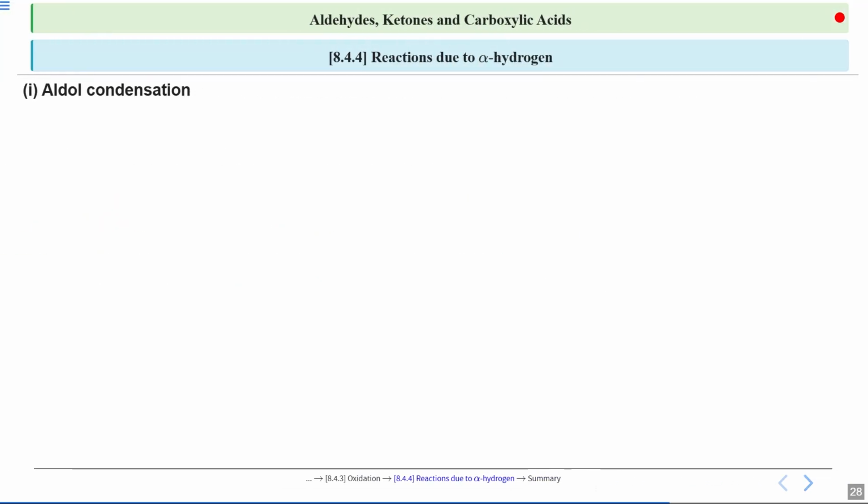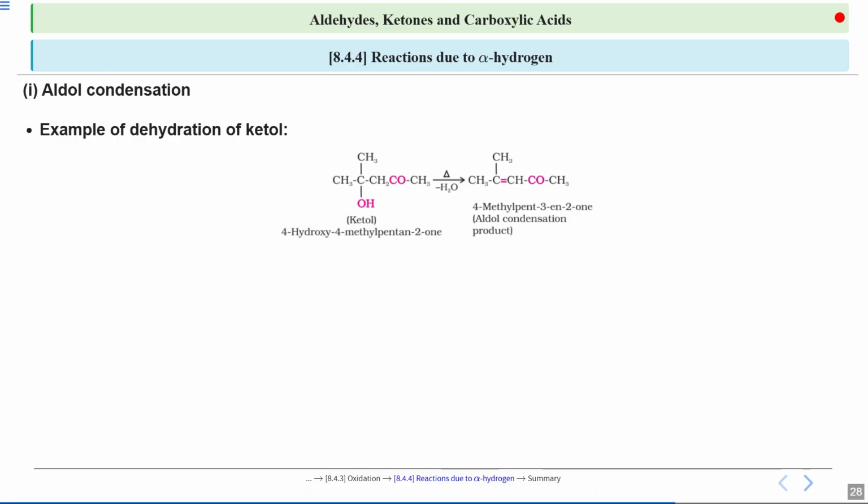Now we will see the dehydration of ketone. Similar to aldehyde, there is dehydration of ketone also. So this is the ketol product. When water is removed, there will be a double bond between the alpha and beta carbon. So this is 4-methylpent-3-en-2-one. Similar is the case for ketone also.